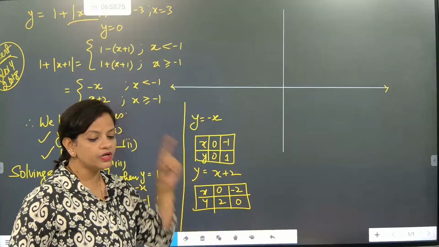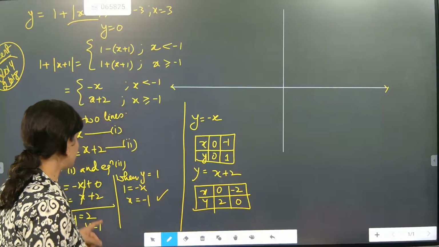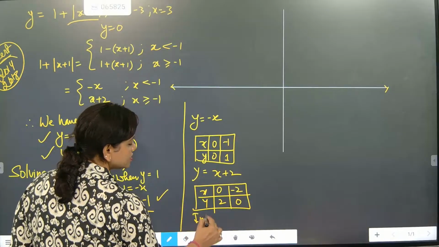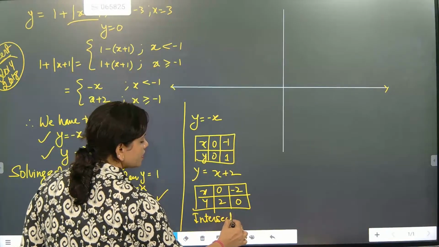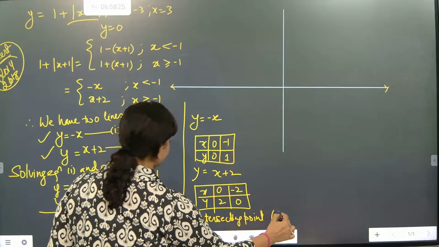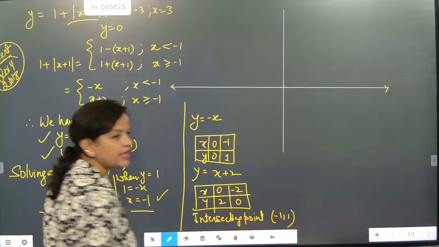But that is not going to bound the entire region. Because what is the intersecting point? Intersecting point between the lines is x is equal to minus 1 and y is coming as 1.